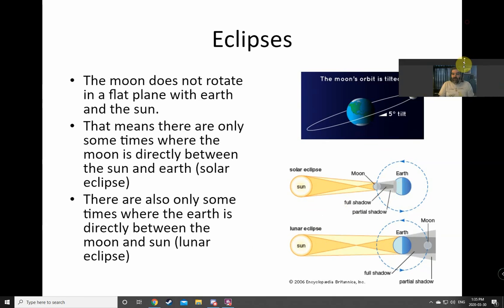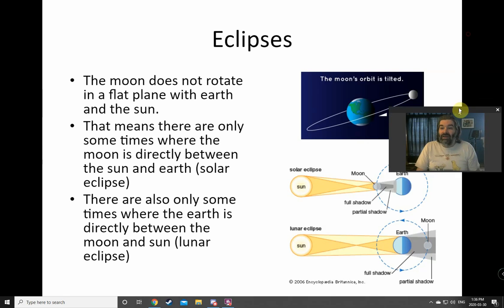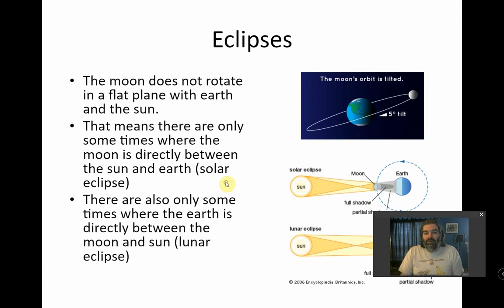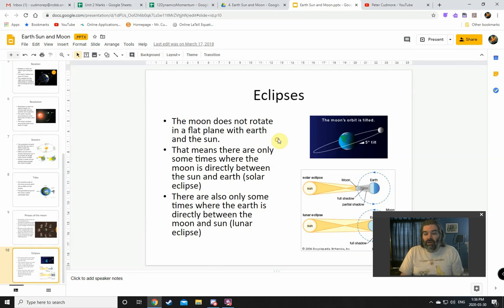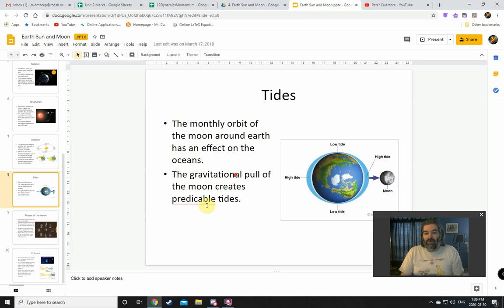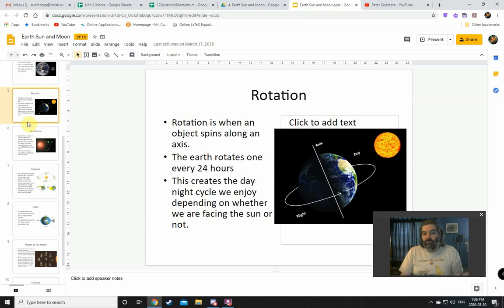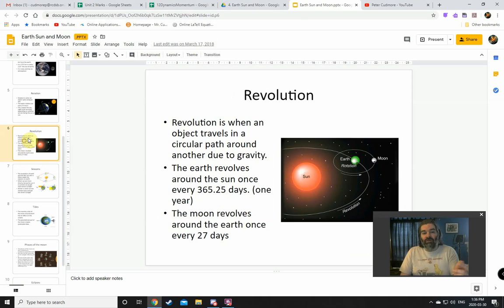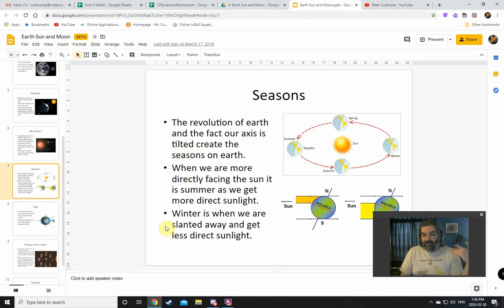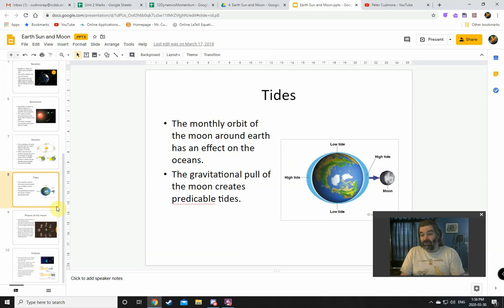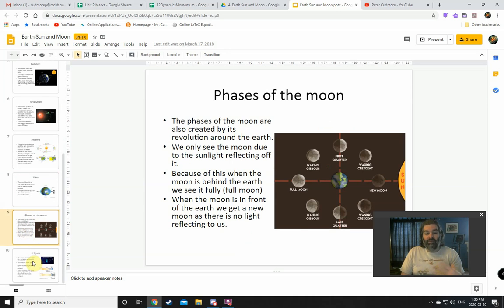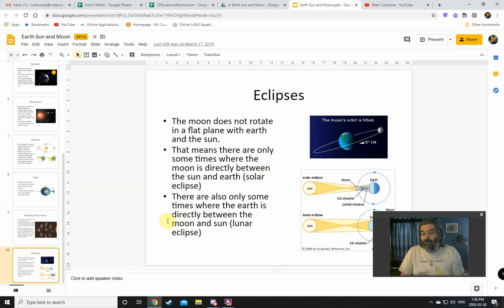All right, so that is the effects of the sun and the moon on Earth. So the main things I want you to remember is rotation is spinning, revolution is moving around something. Day and night is because of the rotation. Seasons are because of the revolution and the fact that the Earth is tilted. Tides are due to the revolution of the moon, which also creates the phases of the moon and creates solar and lunar eclipses.